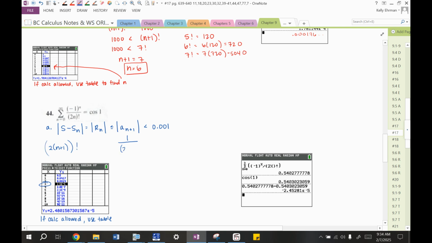So that's actually (2n+2) factorial. We want to keep that less than 1 over 1,000. So again, I'm going to multiply through. 1,000 needs to be less than whatever (2n+2) factorial is.